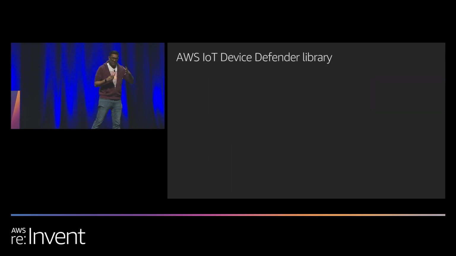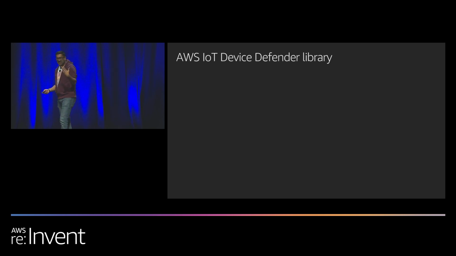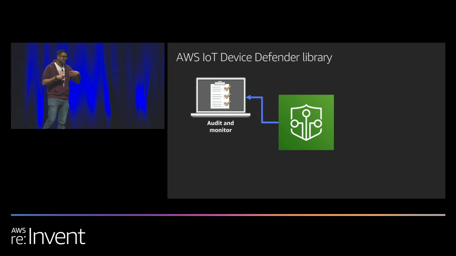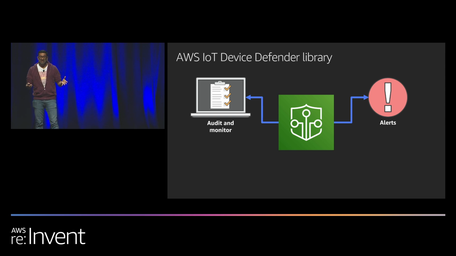And the last thing to touch on here with Amazon FreeRTOS is the Device Defender library that you have. So AWS IoT Device Defender is another AWS product in the IoT portfolio. What it does is, you can audit and set up policies, and then you monitor your devices. You want to make sure that there are no bad actors trying to gain access to any of your devices or maybe compromise them. And if something happens, you get alerted.